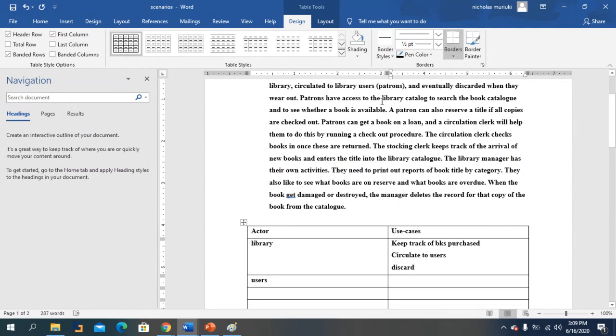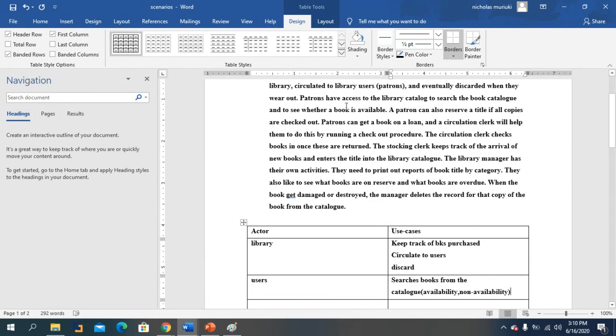Patrons have access to the library catalog to search the books. So this patron searches books from the catalog. I know you have already used the catalog when you're using the system in your libraries. Patrons have access to the library catalog to search the book catalog and to see whether the book is available. So we need to look at the availability or non-availability of the book. These are two use cases, two functions that depend on the search. So you can now try to come up with what you call use case presentation.